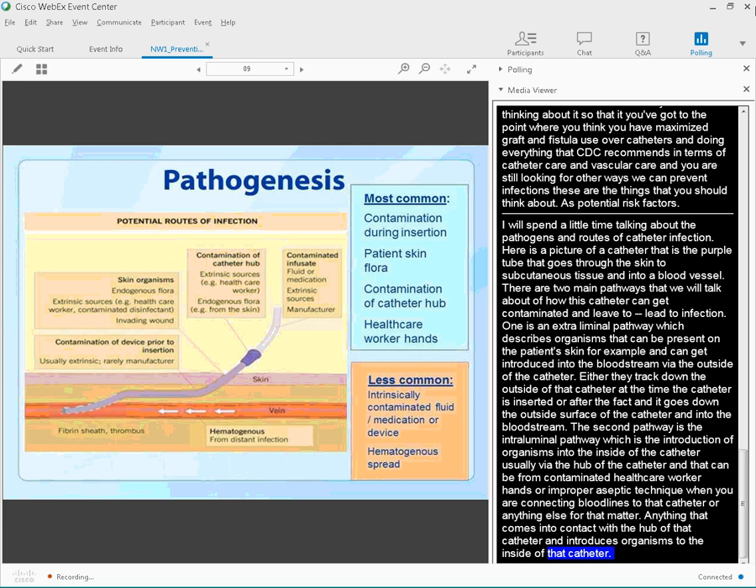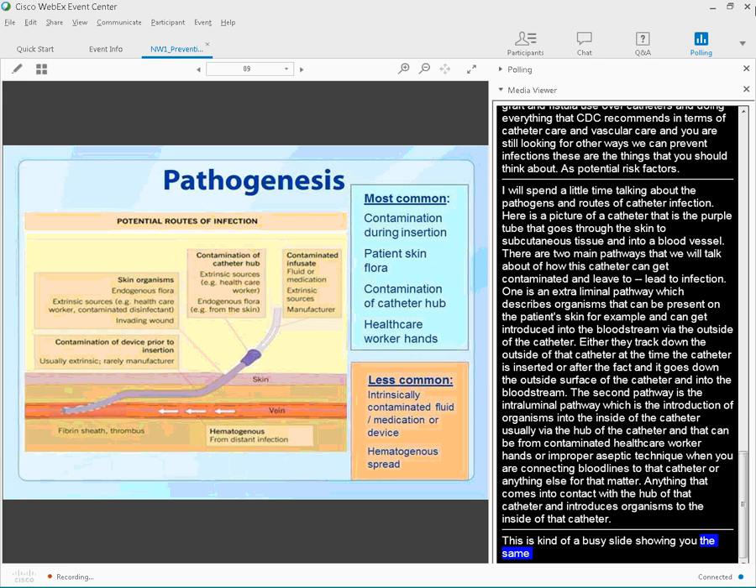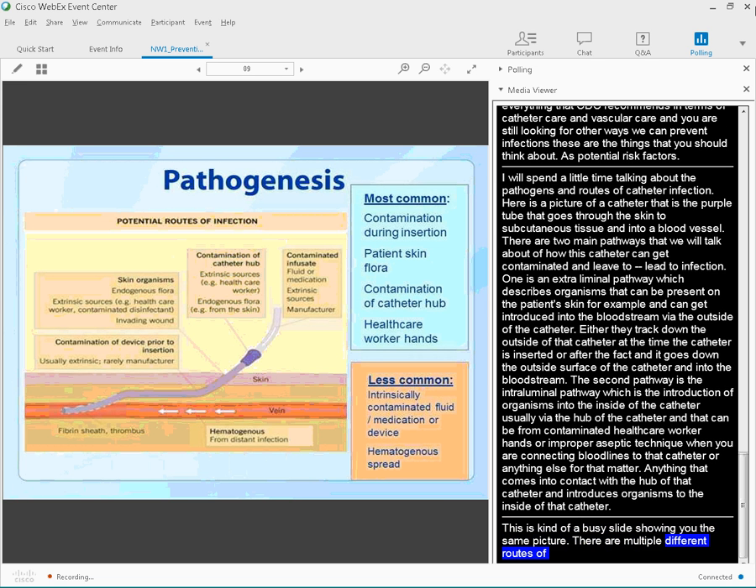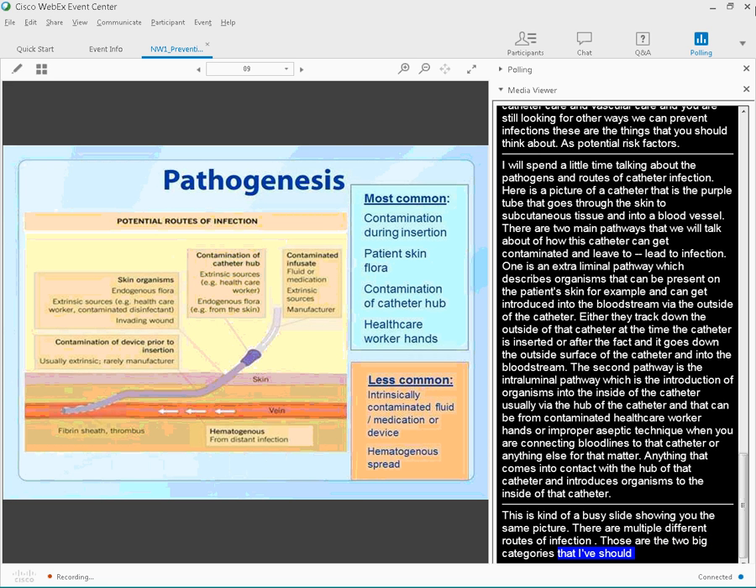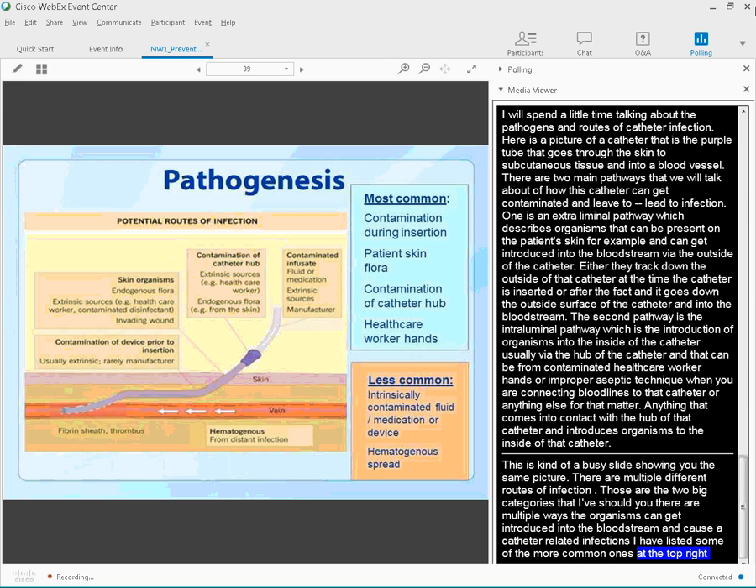Okay, so this is kind of a busy slide showing you that same picture. And there are multiple different routes of infection. Those are the two big categories that I showed you, but there's multiple different ways that organisms can get introduced into the bloodstream and cause a catheter-related infection. I've listed some of the more common ones at the top right-hand side of the slide and less common ones at the bottom right-hand side. So some of the more common ones: contamination during insertion.